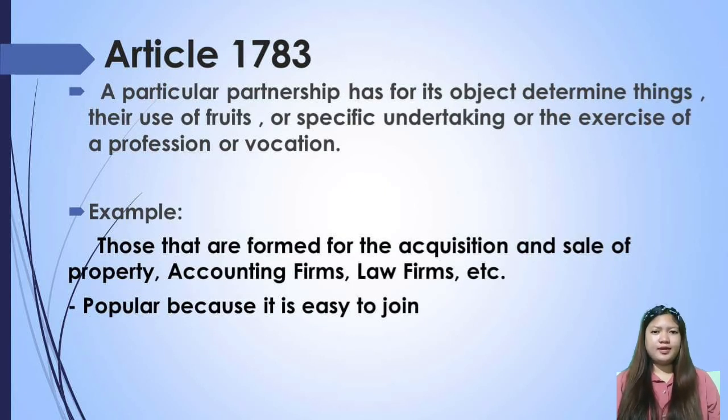Article 1783. A particular partnership has for its object determinate things, their use or fruits, or a specific undertaking, or the exercise of a profession or vocation. Example: those that are formed for the acquisition and sale of property, accounting firms, law firms, and etc. Popular because it is easy to join.